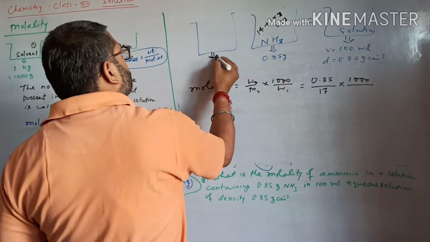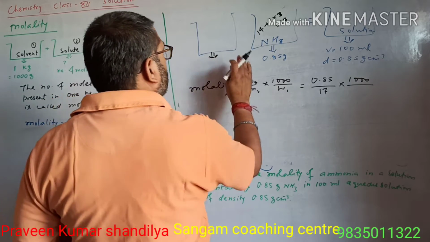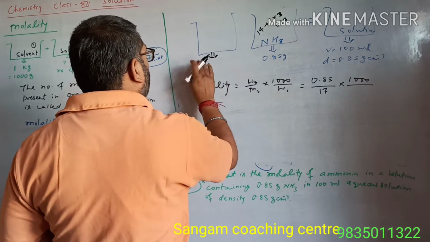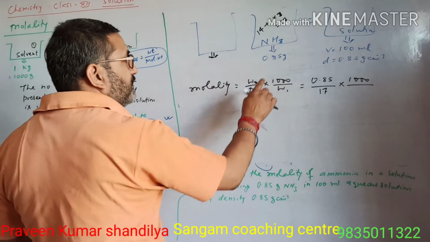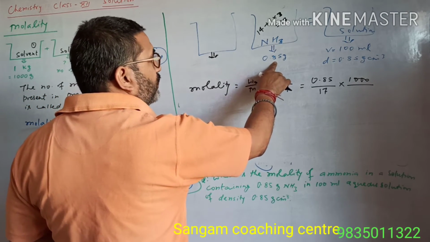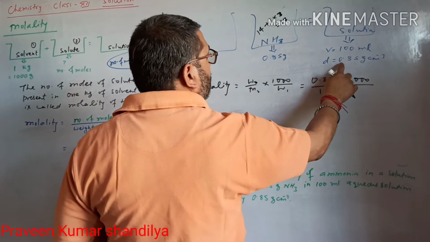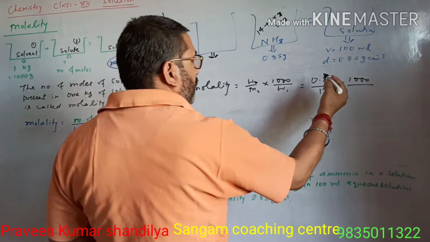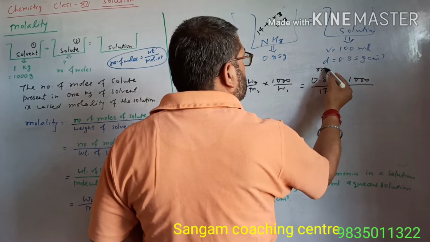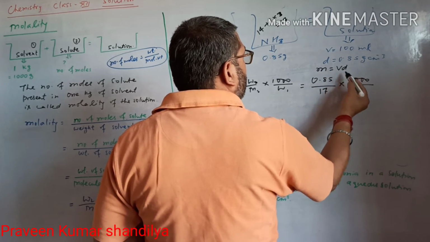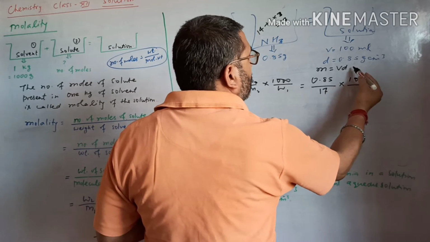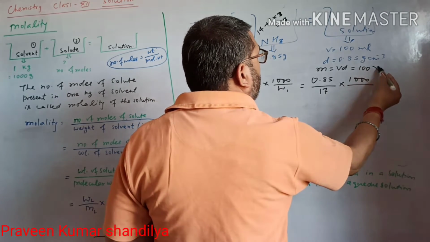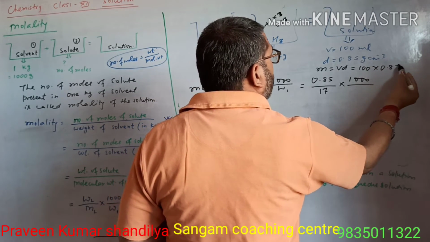I do not have the amount of W1. How can we calculate W1? We have the amount of solute, and we can calculate the amount of solution. How? We know mass. Mass means weight. It is our trick: mass means weight. Volume is 100 and density is 0.85.